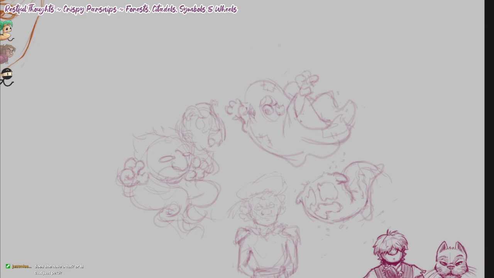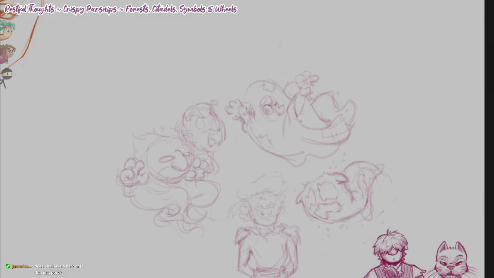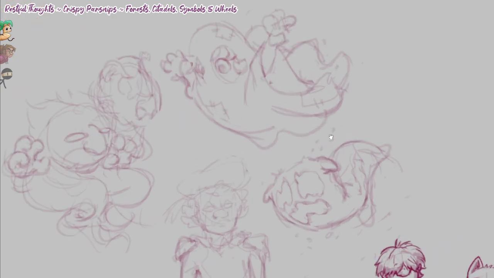Did she have a hat, or is that just Pero? I imagine she has a hat, but not as part of the normal design. This is what we're talking about, by the by. Crisps, small child character. Yeah.